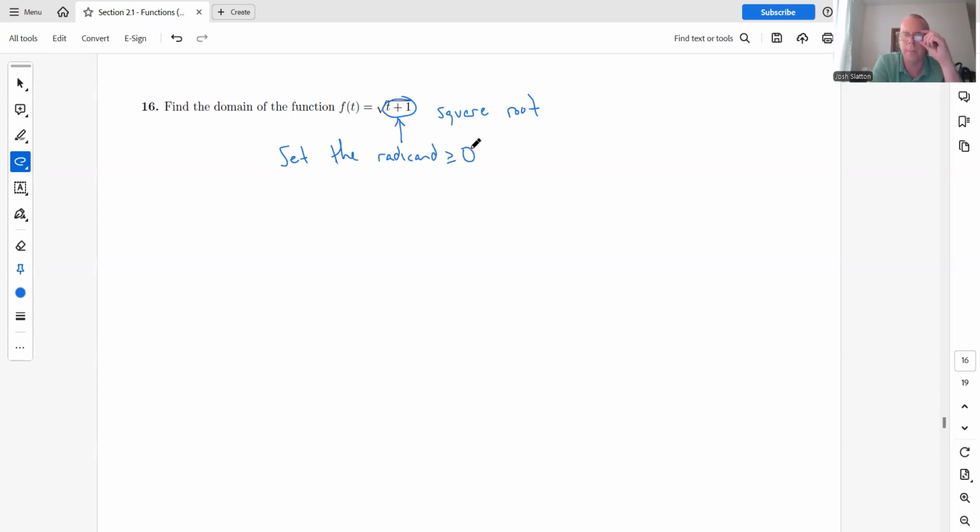So why do we do that? We are working with real numbers. And what kind of number can you not take the square root of?